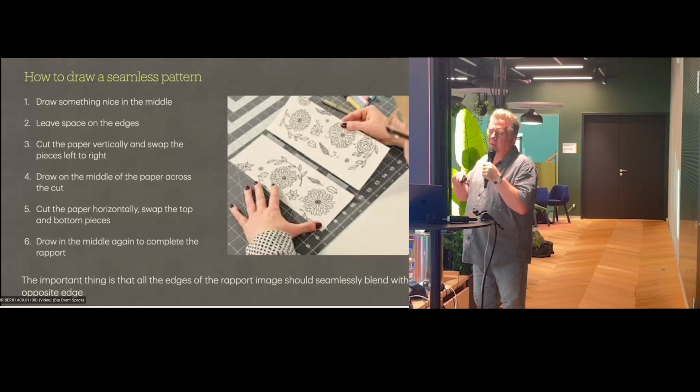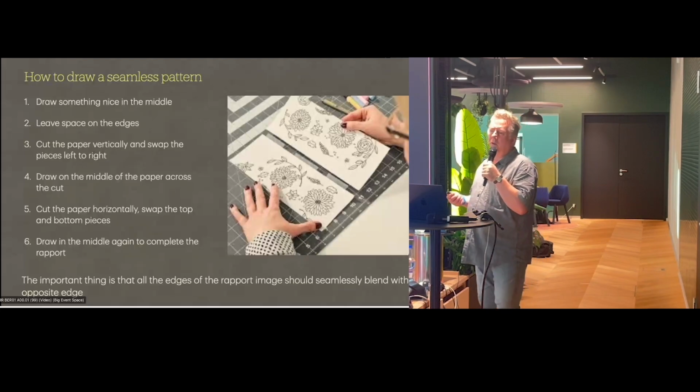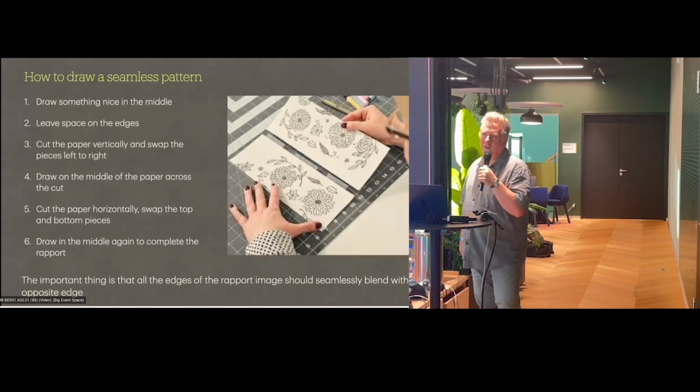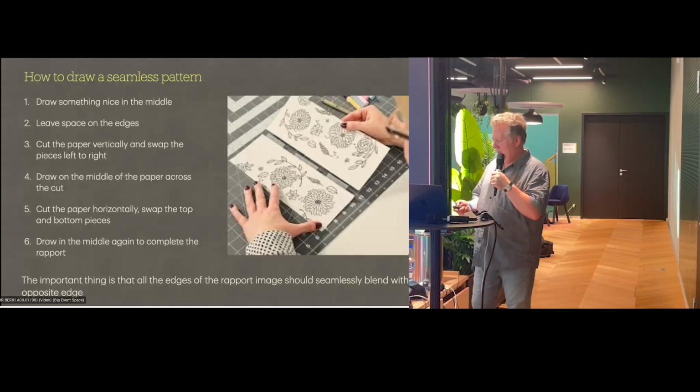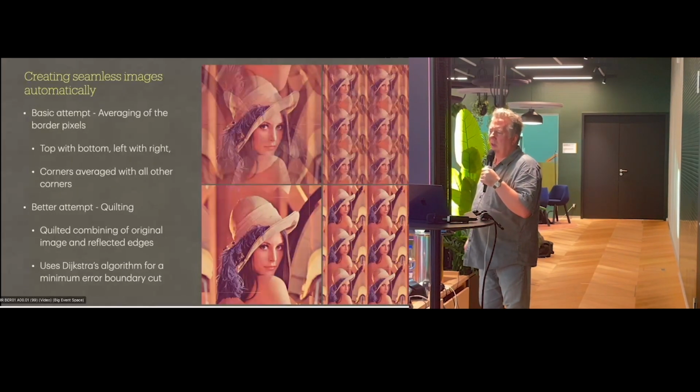And then you draw on the middle of the paper then. And then you cut in the other orthogonal direction across the middle of the paper, and then also swap these two halves, and then you draw in the middle of the seam there as well. And when you rearrange the paper back into the position it was in originally, you have then this seamless pattern because all the edges have now got a copy of the other edge on the edge, if you see what I mean. So the important thing is the edges of the image should seamlessly blend into the edges of the next image in tiling. So this is the image I use as my test image.